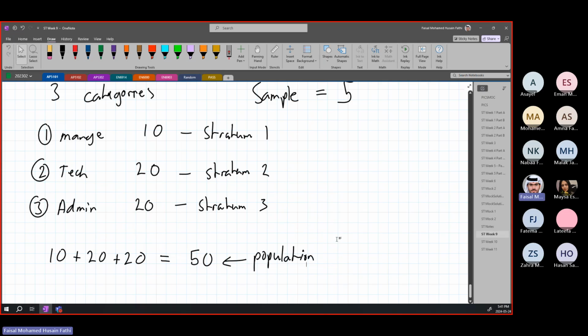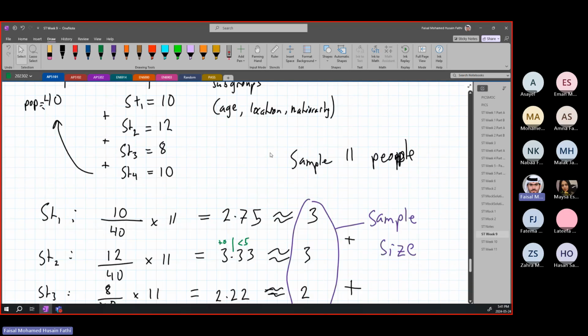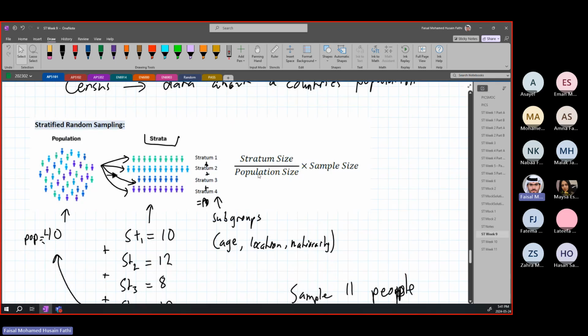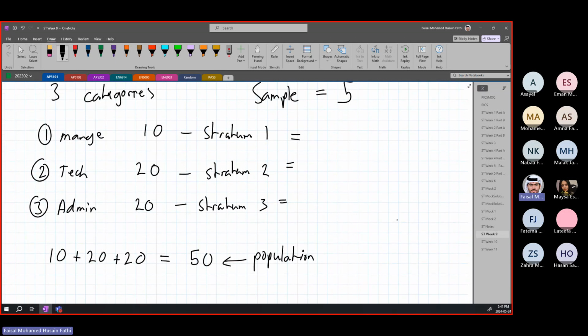All right. And then we just apply the equation again, for each stratum, and we'll be able to find our sample from each specific subgroup. So how do we do that? Remember, the equation is the size of your stratum, divided by the total population size, times the sample size that you need. So in this case, our stratum here is 10. Population is 50. Sample size is 5. And we're going to get 10 over 50 times 5, which is 1.